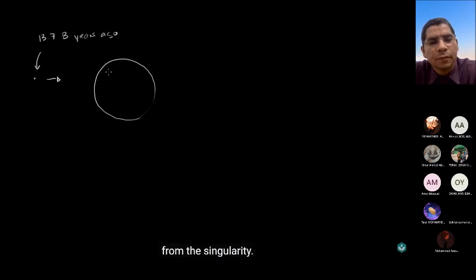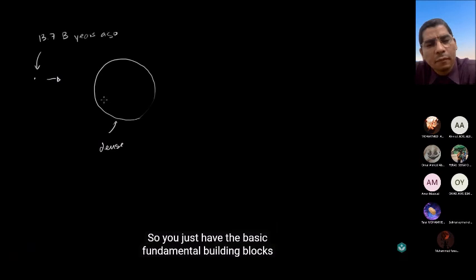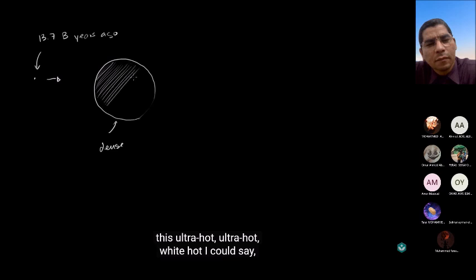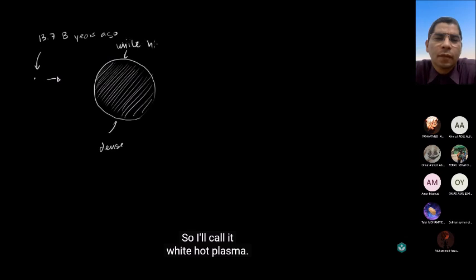It starts to expand a little bit from the singularity, but it's still extremely dense, meaning heavy, with a high density. It's so dense that atoms can't even form. You just have the basic fundamental building blocks of atoms all flying around, electrons and protons, in this ultra hot, white hot state. Hot means high temperature, with photons and electrons. So up to now, the atoms of the elements are not formed yet. There are no atoms, only photons and electrons, or maybe even white hot plasma.